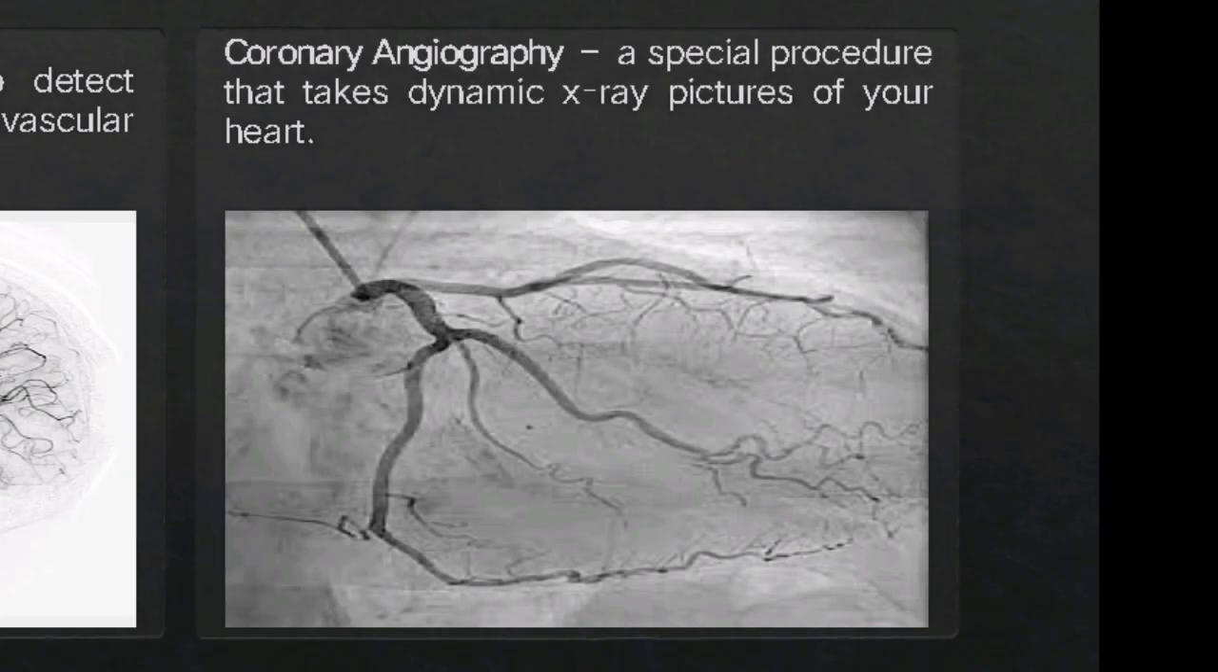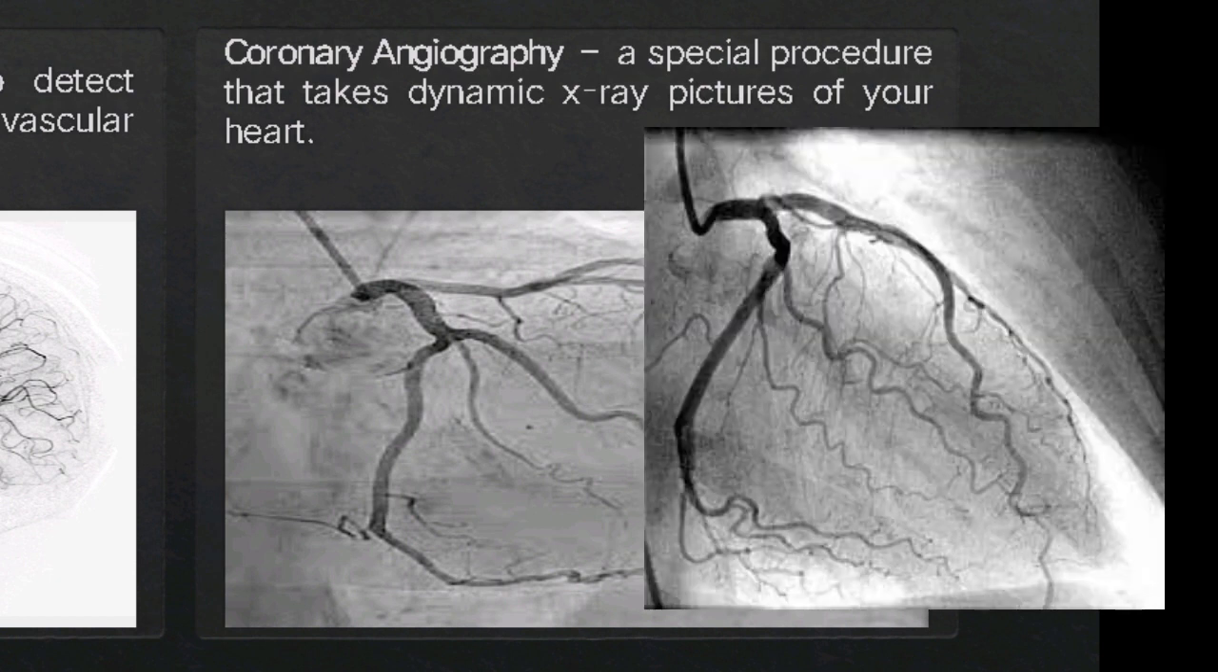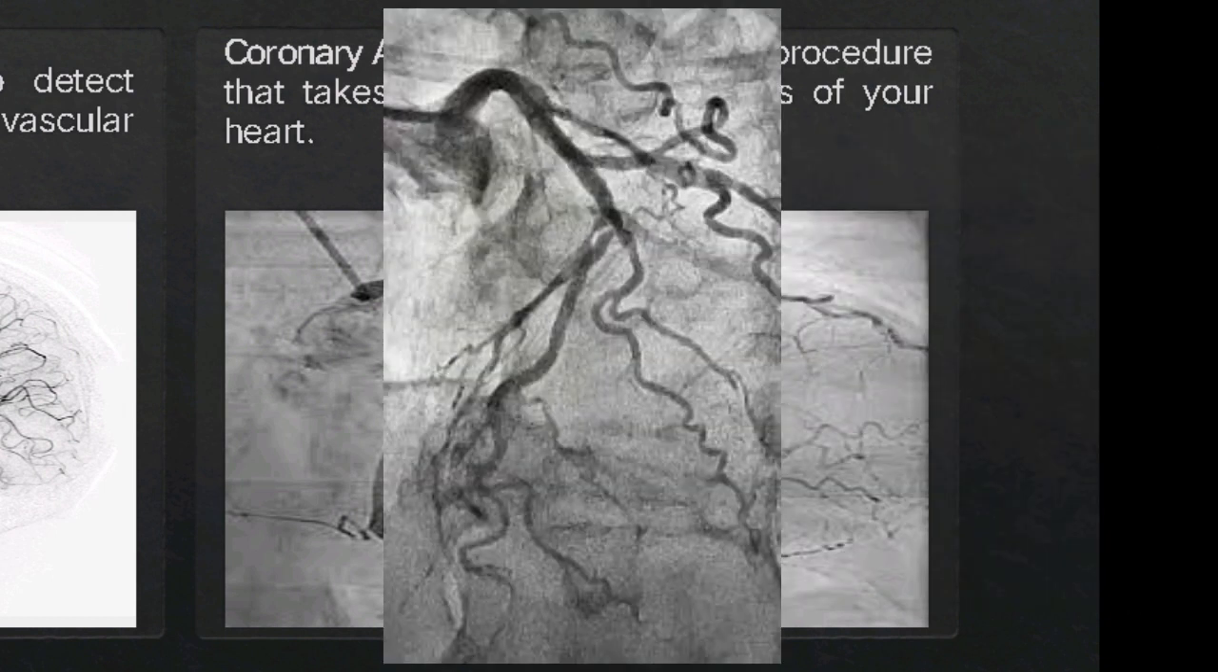Coronary angiography is a special procedure that takes dynamic X-ray pictures of your heart. The arterial puncture is typically given in the femoral artery, and the cardiologist uses a guide wire and catheter to perform a contrast injection and X-ray series on the coronary arteries. The catheter may also be placed in the left ventricle to examine the mitral and aortic valve of the heart.